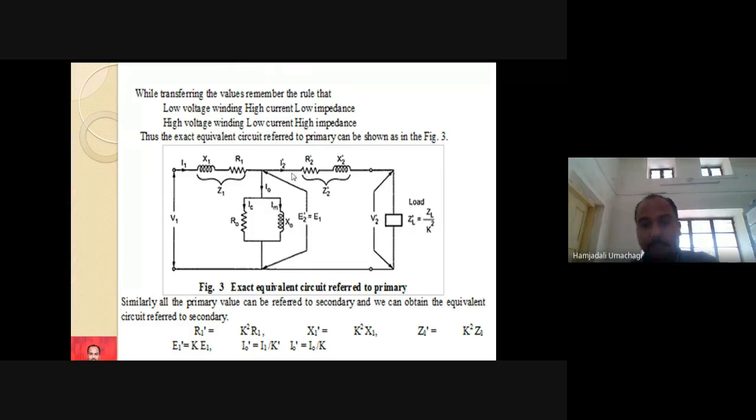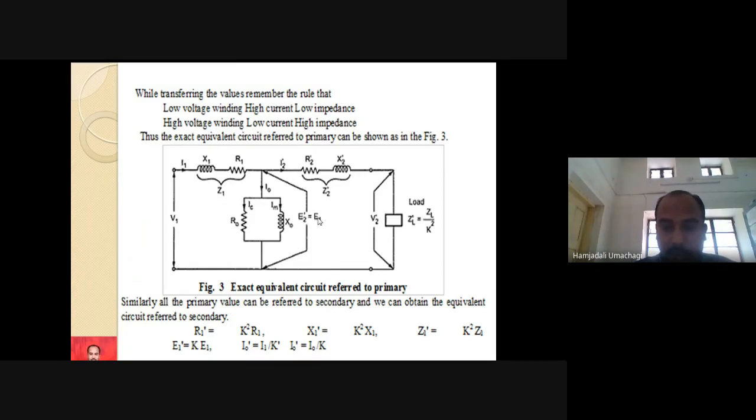In that case, R2 will become R2 dash, X2 will become X2 dash. The combination of R and X is Z, so this will become Z2 dash. Now the load terminal voltage will become V2 dash, and the impedance will become ZL dash. So what is the value of R2 dash? R2 by K square, X2 by K square, Z2 by K square. Coming to the voltage, it will become V2 by K, whereas current I2 dash is simply multiplied by a single K. I2 dash is nothing but K times I2.